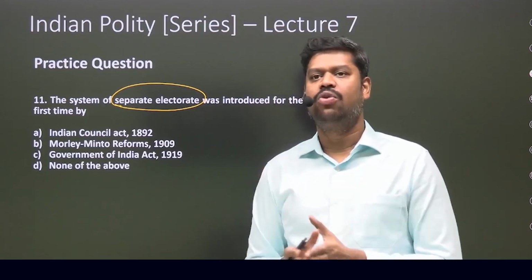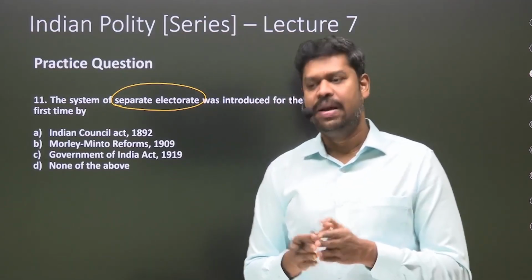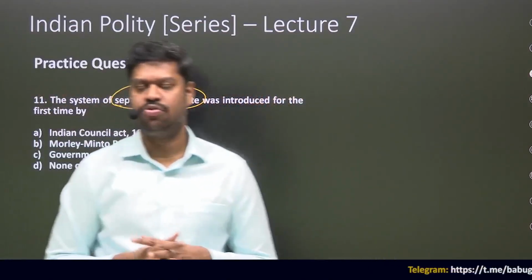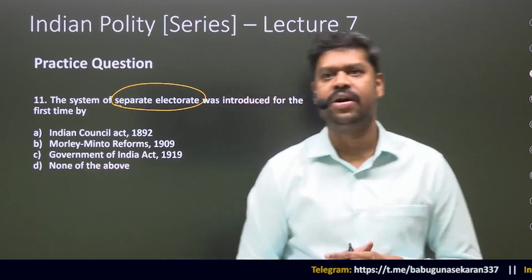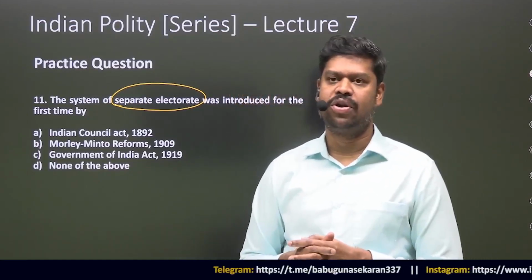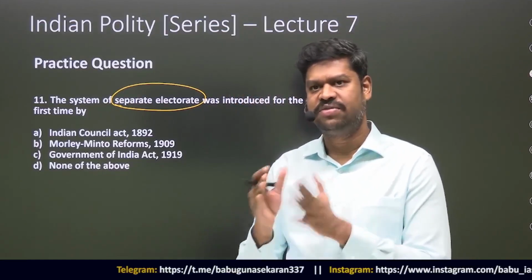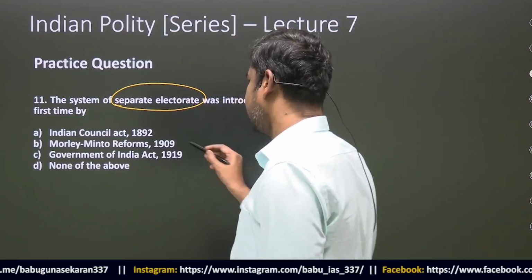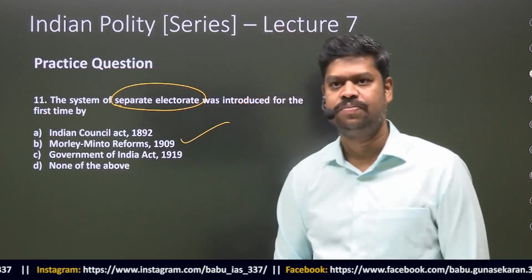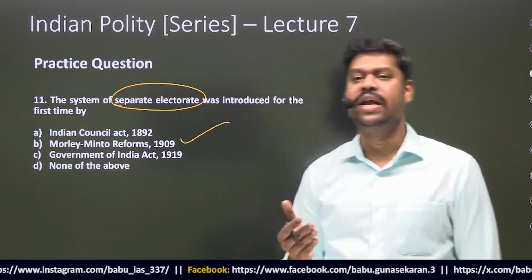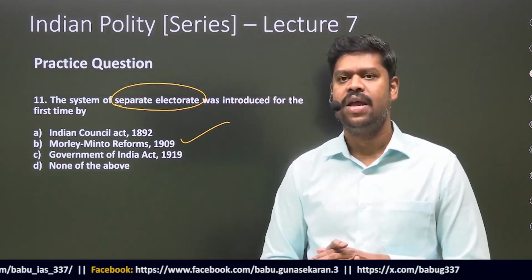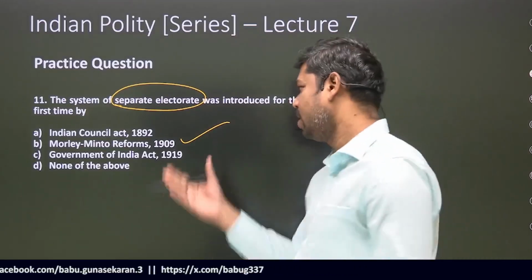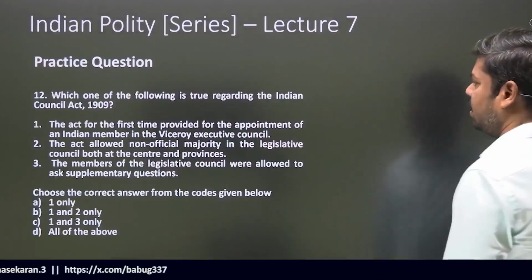Now, separate electorate is a concept wherein people from a specific community, only they will be allowed to vote to elect their representatives. So, this is part of the Britishers' divide and rule policy in India at that point of time. The system of separate electorate was introduced by the Morley-Minto reforms in 1909, which is also called the Indian Council Act of 1909, and thereby Lord Minto became the father of communal electorate in our country. Okay, so the answer is option B in this particular case.